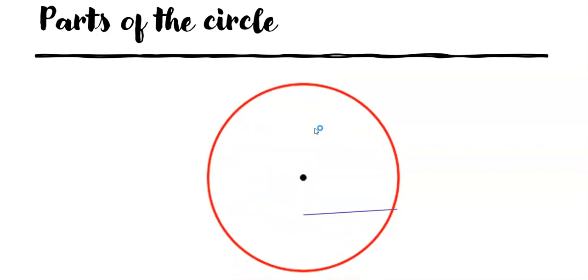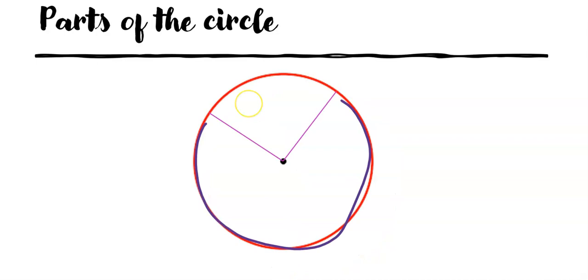Right, let's move on. And then we have the radius. The radius is a line that runs from the center of the circle to the circumference, and the radius is also half of the diameter. So in any direction, once you're running from the center of the circle to the circumference, you are looking at the radius. And then we have the arc.